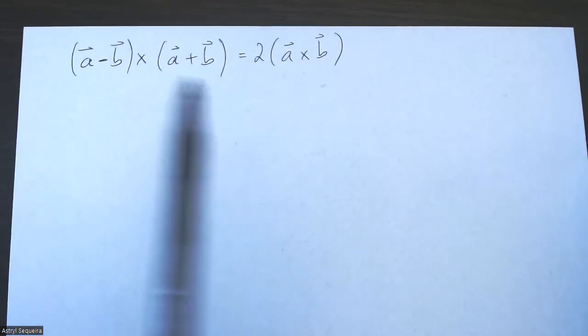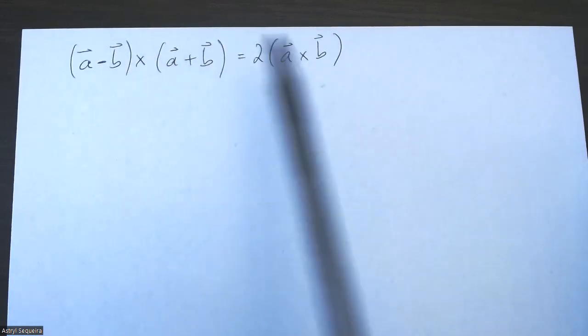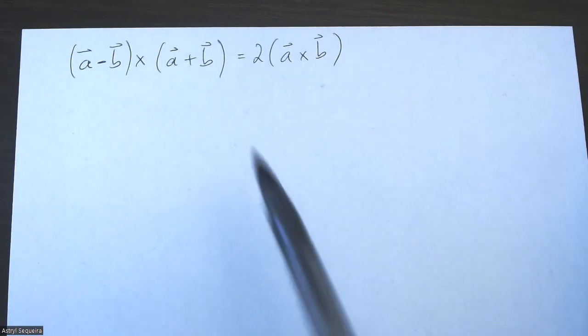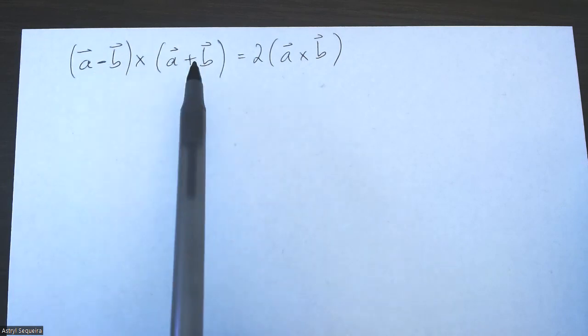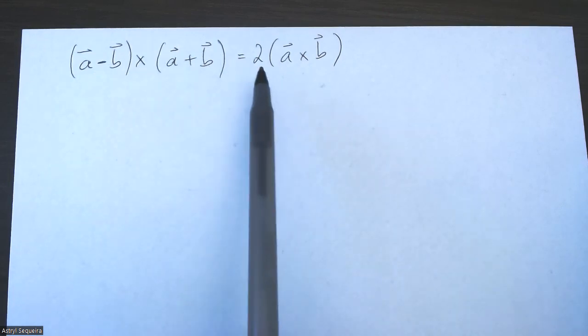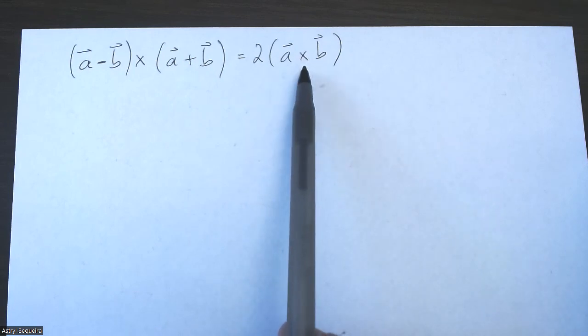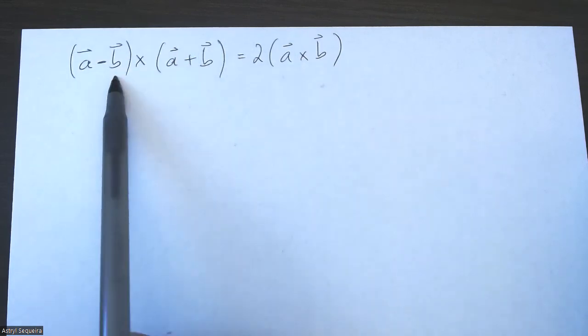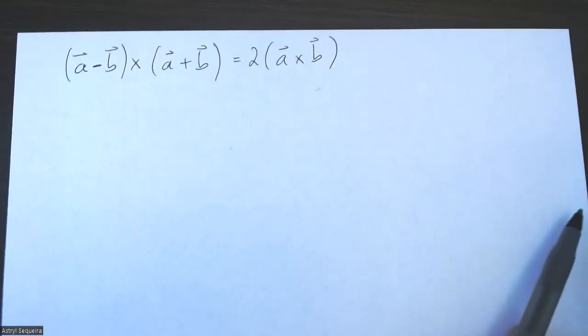All right, so we want to use our rules of cross product to prove this identity over here. So we have two vectors A and B, and we want to show that the subtraction multiplied by the addition of the vectors is going to equal 2 times the multiplication. And when I say multiplication, I mean cross products over here.